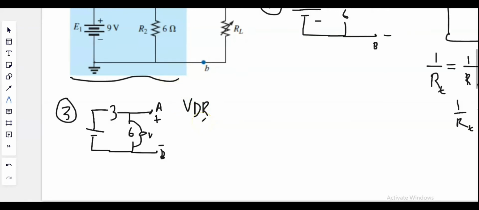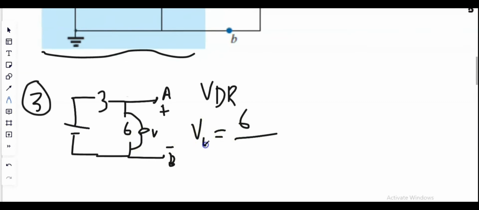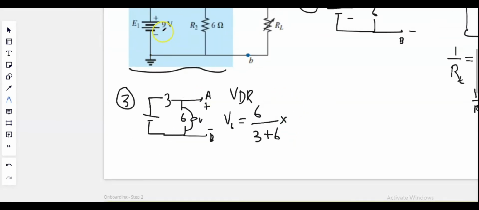So the voltage across resistor 6 is equal to the resistance of R2 divided by the total resistance, which is 3 plus 6, multiplied by the total voltage. And what is the total voltage? The total voltage is 9 volts. The 9s cancel, and therefore the value is 6 volts. The Thevenin voltage value is 6 volts.